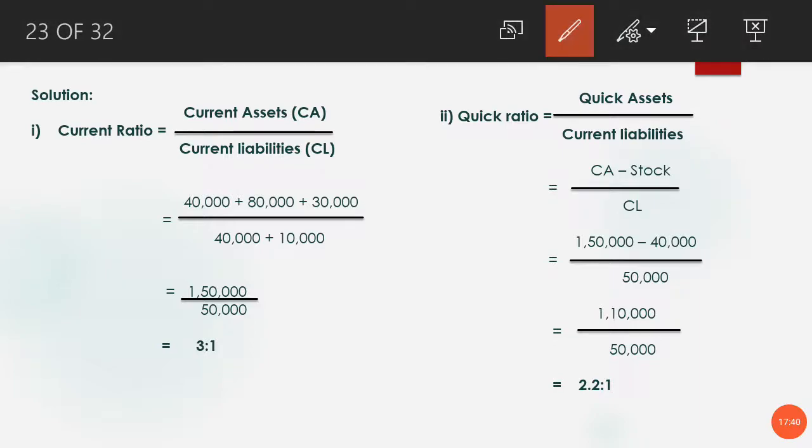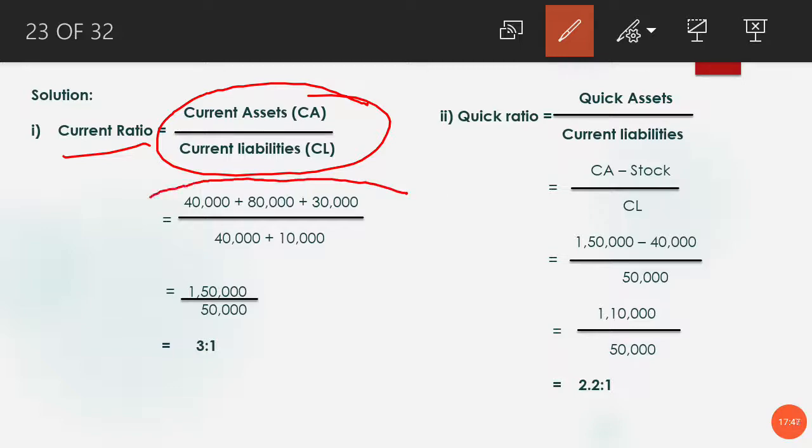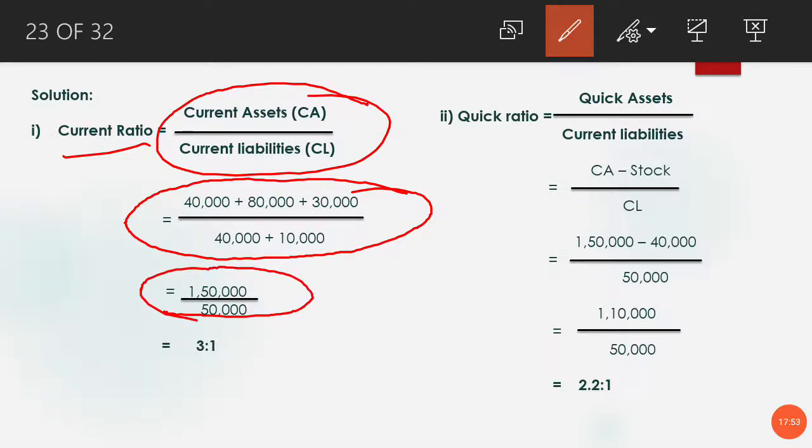Solution. Current ratio is equal to current assets divided by current liabilities. Current assets are 40,000 plus 80,000 plus 30,000, divided by 40,000 plus 10,000, is equal to 1,50,000 divided by 50,000, is equal to 3 to 1.